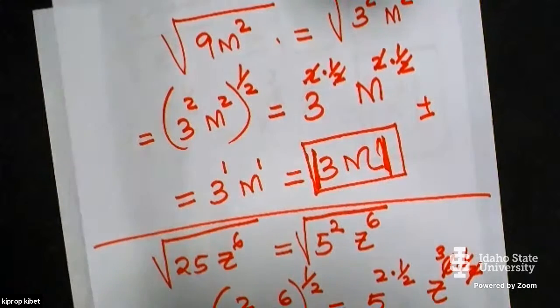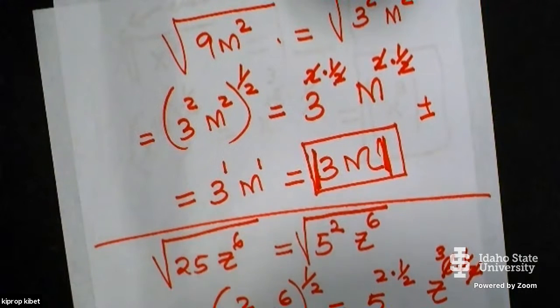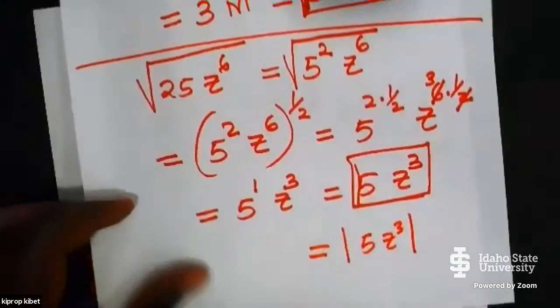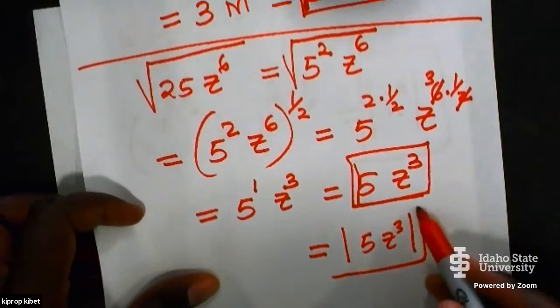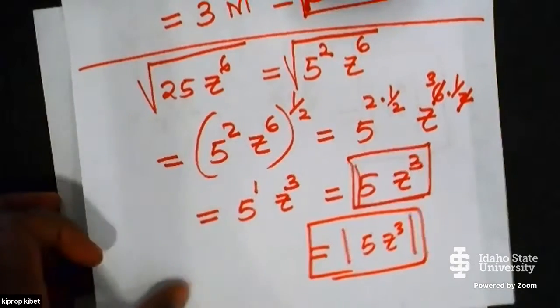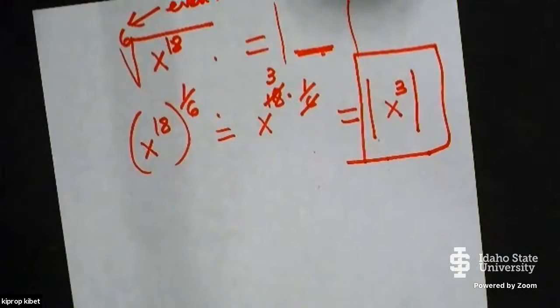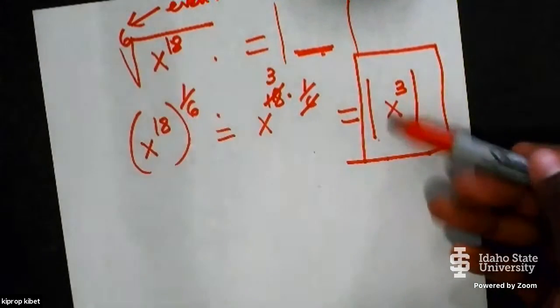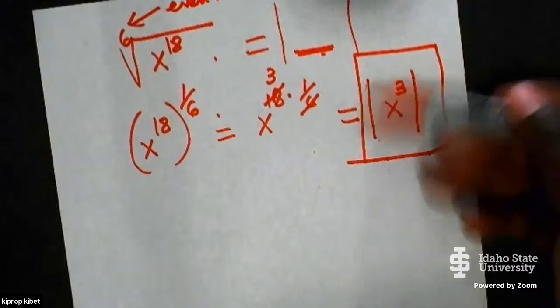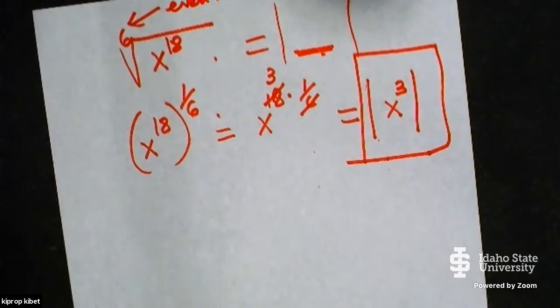Now, like this one also, this is also even. So what you should put here is the absolute value of 5 z raised to 3, like that. So again, because this one is even, make sure you don't forget this absolute value. Are we together?